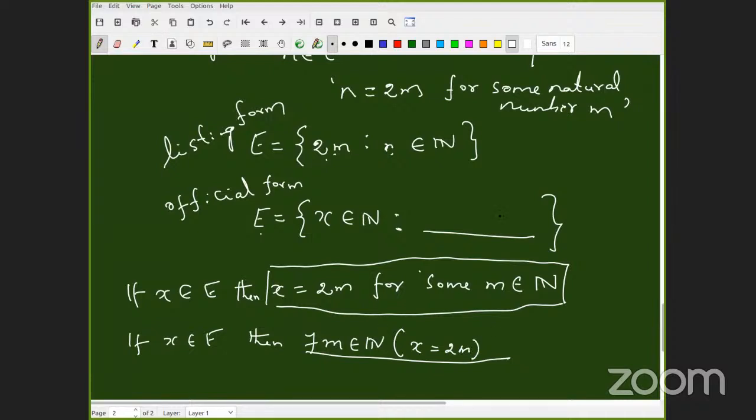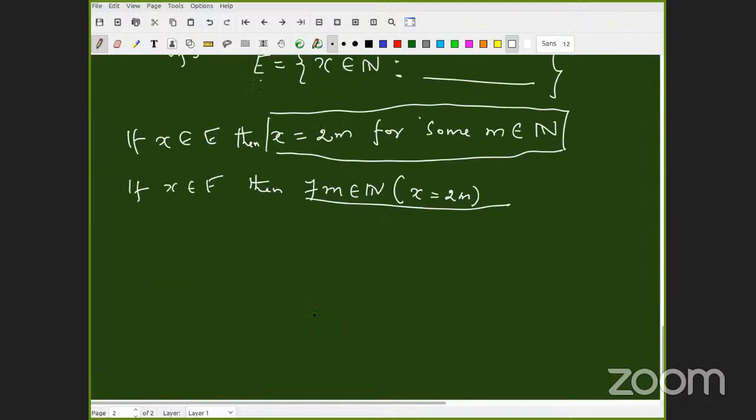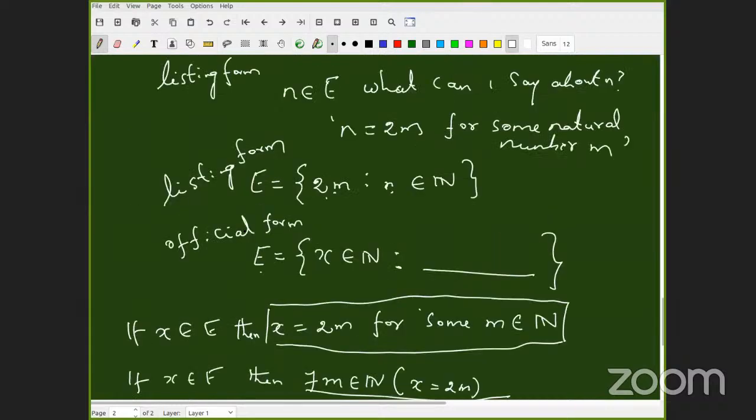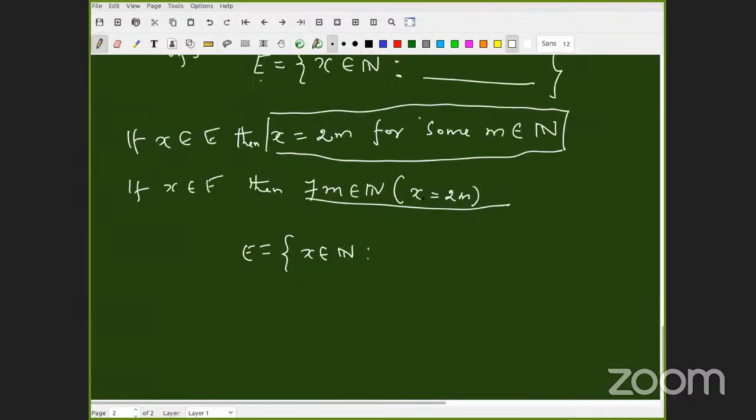Okay, this is what I have to go back and write. So what is E? See, the first condition itself says it's a subset of natural numbers. In listing form it will not be possible, so I have to identify it. Here I will simply say x belongs to N with this condition, with what property? There exists m in N such that x equals 2m.